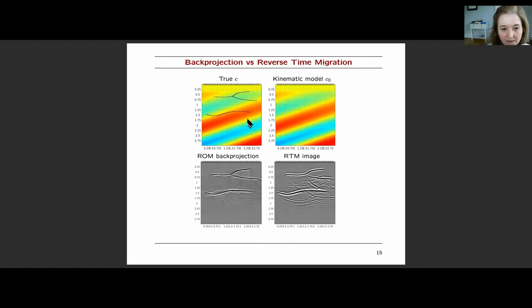Here is the illustration for this medium, where you have this kinematic model C naught that you suppose you know, and this is the true wave speed, which has these jumps due to cracks. This is the back projection image that you get using the idea I just described, and this is the image that you get using the usual reverse time migration. You see that the image is much better. This one has lots of artifacts because of strong scattering between the cracks.